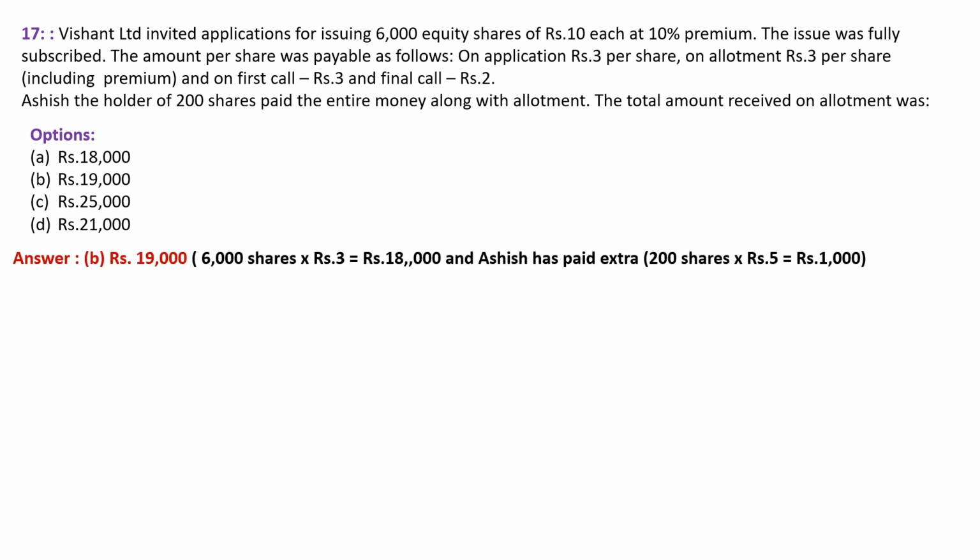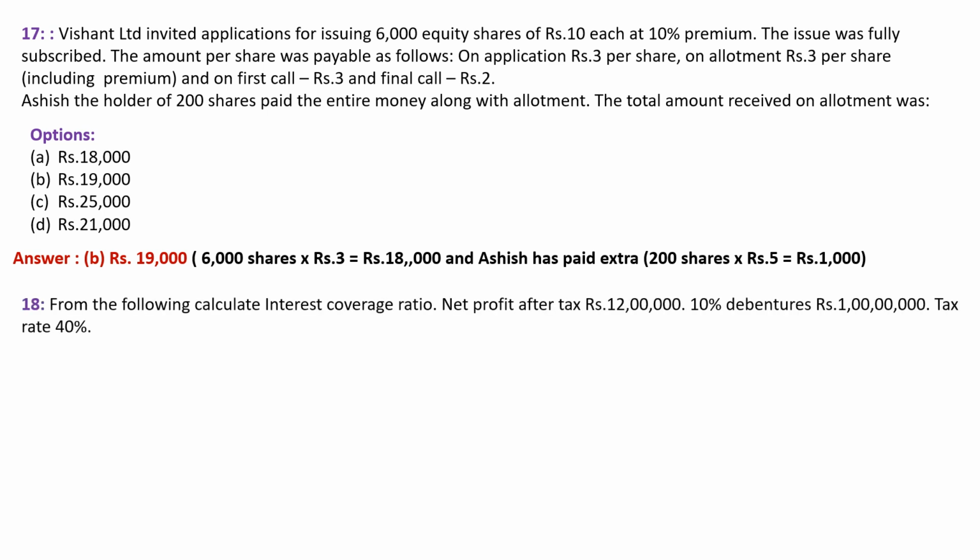So what's happening here? 6,000 shares into 3, because during allotment, the amount you are going to collect, including the premium, is rupees 3. So 6,000 shares multiplied by 3, the amount collected is 18,000. Now, there is one shareholder who has paid extra, right? He has paid the remaining amount as well. That means on first call, the extra money to be collected is 3, and on final call is 2. So 3 plus 2 is 5. So 200 shares into 5 equals 1,000 rupees. So the total amount the company has received is 18,000 plus this 1,000. Hence B, 19,000, is the right answer.